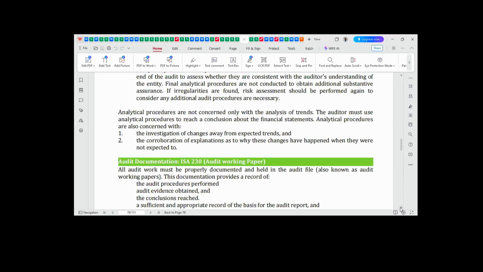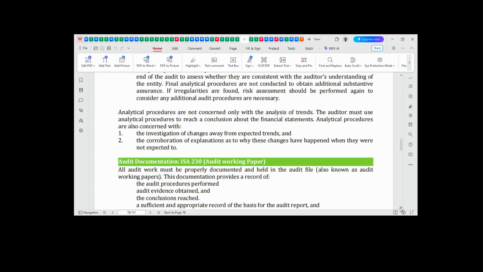Did you use observation? Did you use external confirmation? Did you recalculate? Did you carry out reperformance? All of these things are the audit procedures that will be performed, and they will be contained in the audit documentation. The audit evidence obtained is also there. So when we talk about audit evidence, all the sufficient and appropriate evidence that you have gathered will still form part of your audit working paper.